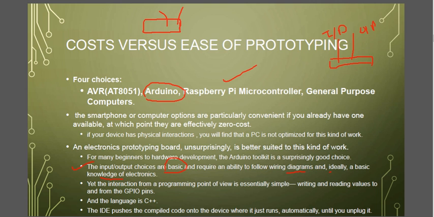Next point, yet the interaction from the programming point of view is essentially simple: wiring and reading values to and from the GPIO pins. As we discussed, Raspberry Pi and Arduino also have GPIO pins. 8051 is also a microcontroller, so on that kit there are also GPIO pins. We can program this GPIO pin as the input or output depending on our project requirement.